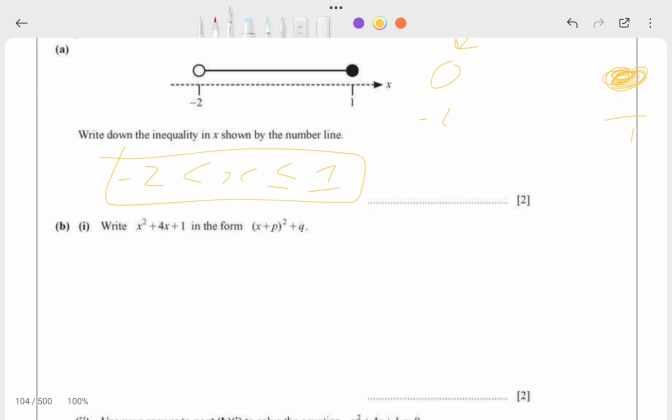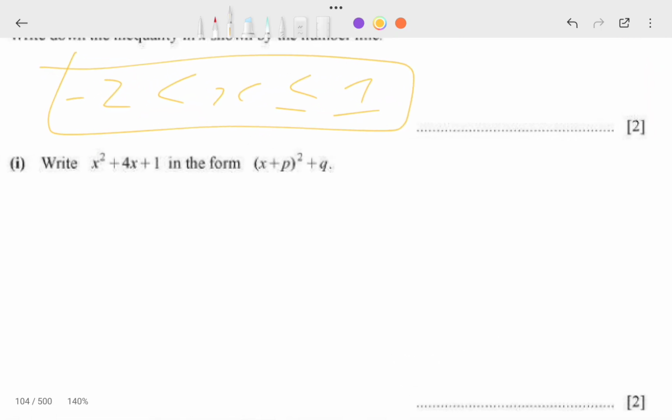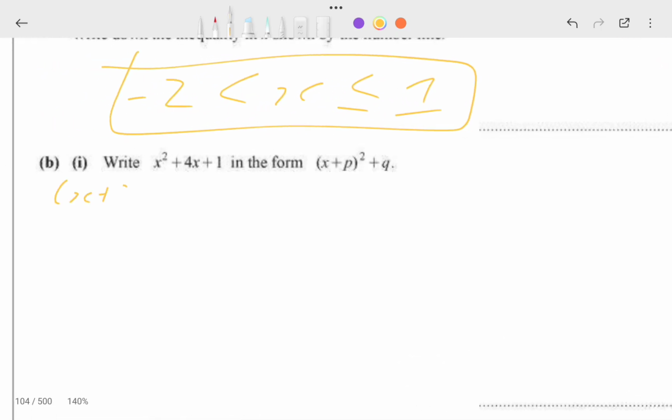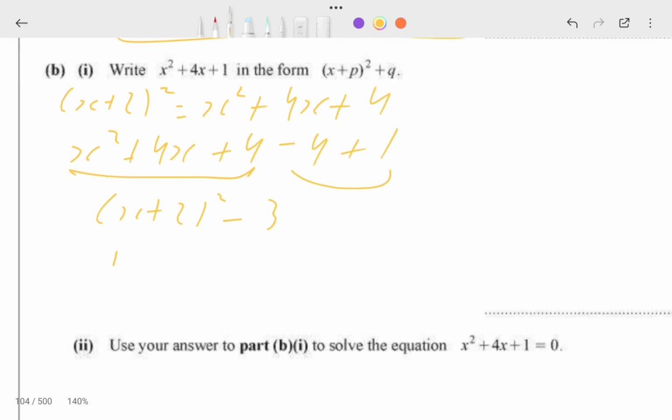B part 1. Write x squared plus 4x plus 1 in the form (x plus p) squared plus q. Okay, so we know that (x plus 2) squared is equal to x squared plus 4x plus 4. So in this equation we can add plus 4 and minus 4 and plus 1, because plus 4 and minus 4 will be equal to 0. So x squared plus 4x plus 4 is (x plus 2) squared, and minus 4 plus 1 is minus 3. So p will be equal to 2 and q will be equal to minus 3.